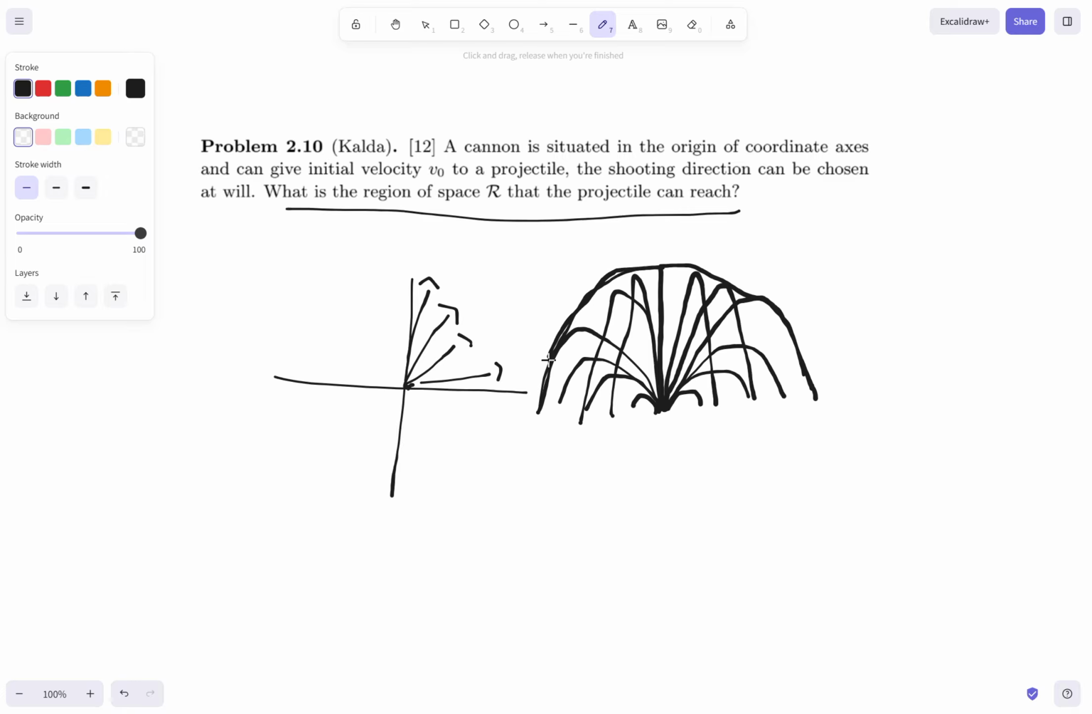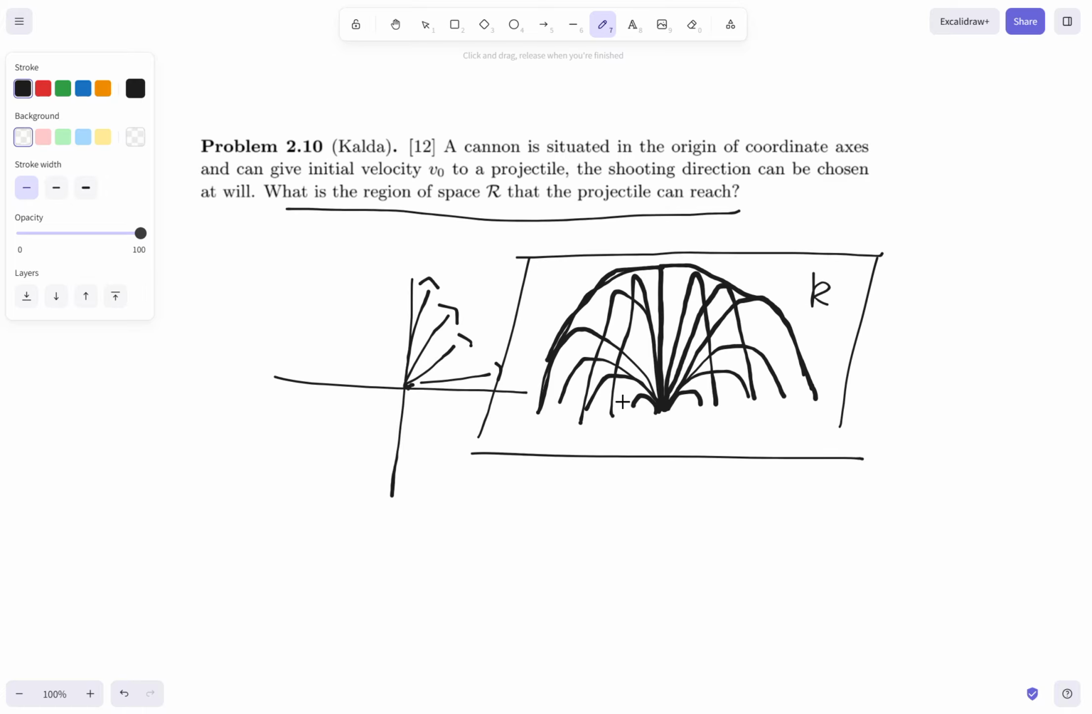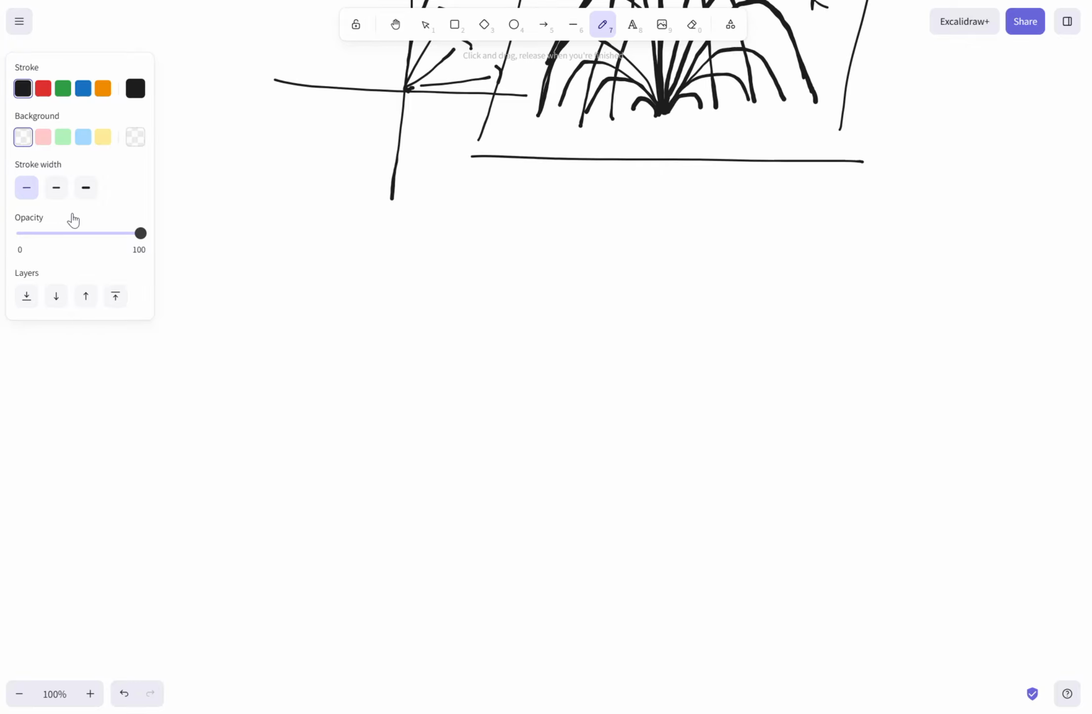That's pretty cool, right? Basically, the problem is asking what region of space the projectile can reach. We're going to call this R. How are we going to characterize this space? We're going to start with this equation. There are definitely many ways to do this.